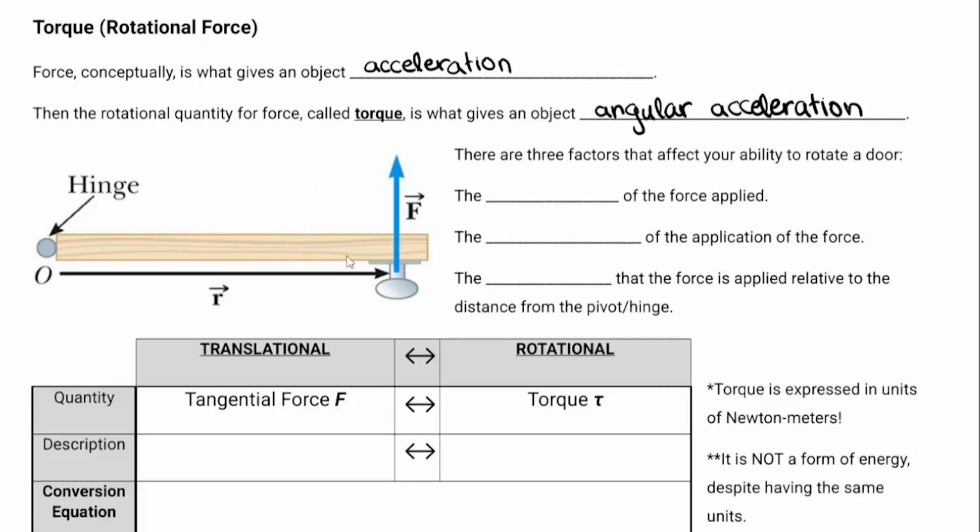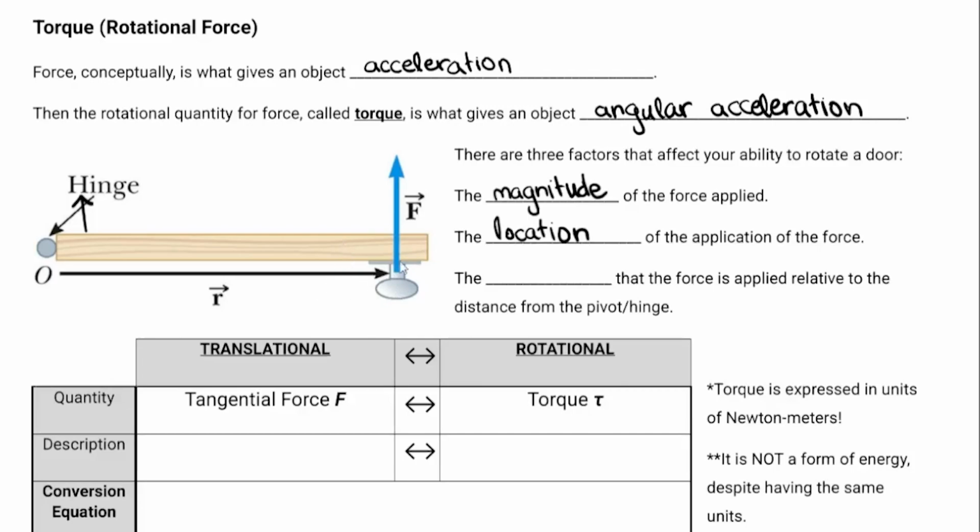So the three factors that really influence your ability to open a door are the magnitude of the force applied. The more force you apply to a door, the harder it's going to swing open. The next thing that matters is the location of the application of the force. This is important because if you try to open a door by pushing on it really close to the hinge over here, you're going to find that it's a significantly different experience than if you were to try and open the door at the usual place next to the doorknob.